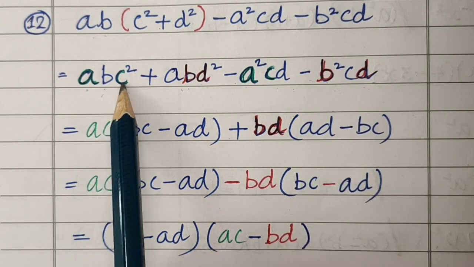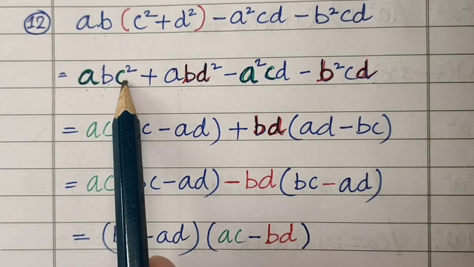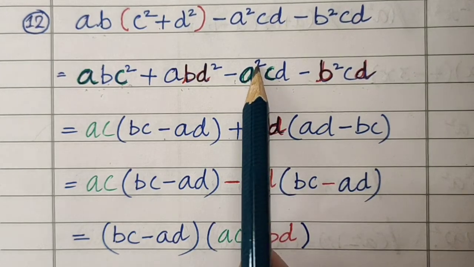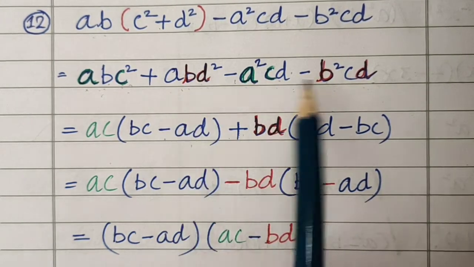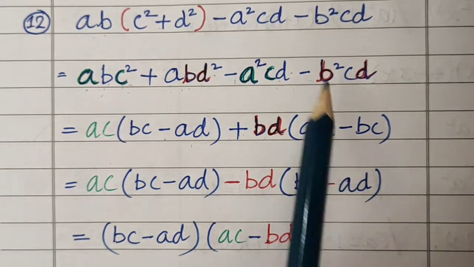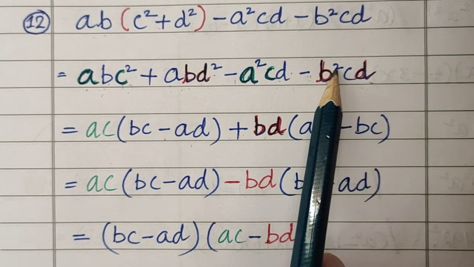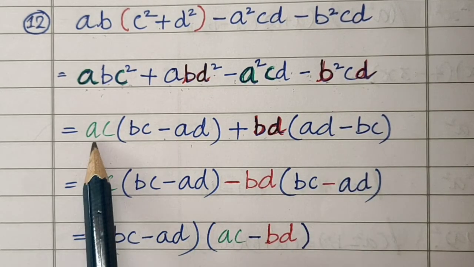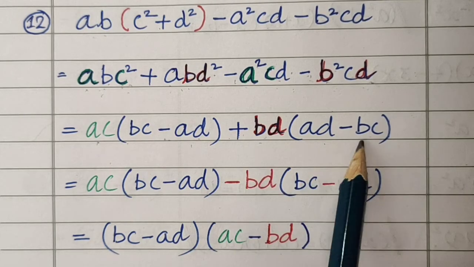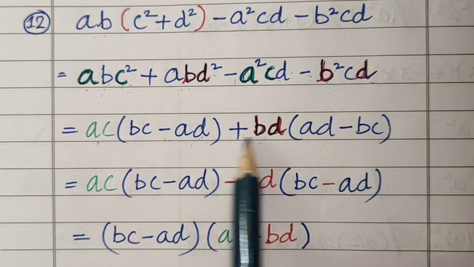We are taking common AC out of these two. When you take out AC, we are left with BC here, minus is here. When you take out AC, one A is left out and D, AD. Out of these two, we are taking BD as common. We are left with A and D, AD, minus. When you take out BD, B and C, BC. When you take out AC as common, BC minus AD. When you take out BD, AD minus BC. So once again, BC and AD are there in both.